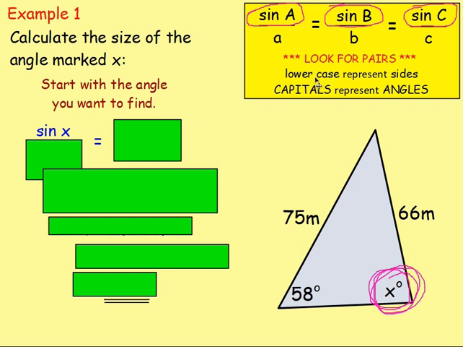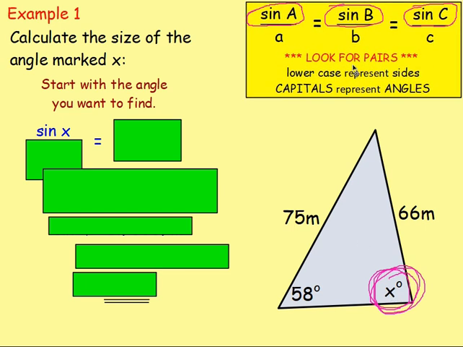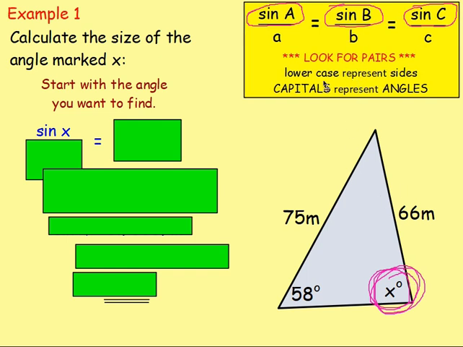Notice here in the formula I'm saying that lowercase letters represent sides and capital letters represent angles, but I'm using the lowercase letter here for the angle. It's just in the formula where the lowercase letters are for the sides and the capital letters are for the angles. You may be given a lowercase letter for an angle just like this, but it's the formula that it is referring to. So the angles are on top and it's the sine of the angle. The angle here happens to be X, so it's sine X.